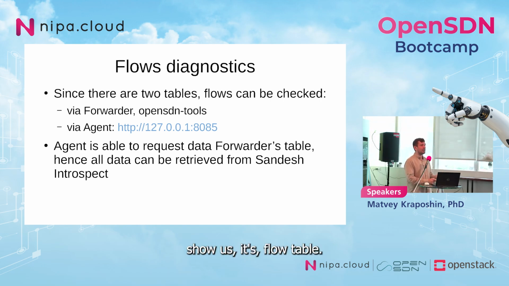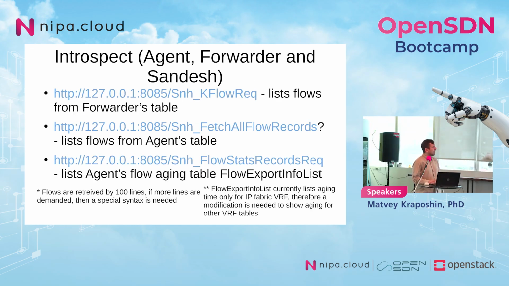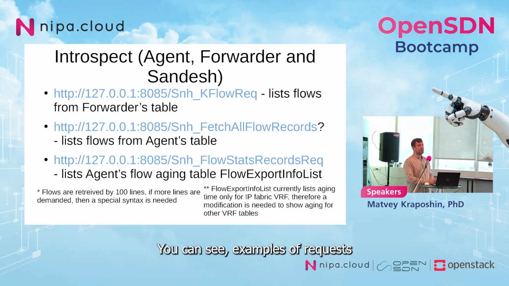show us its flow table, the flow agent flow table. Let's call it in this way. So the flow table in vRouter forwarder is created from the flow agent flow table. So vRouter agent provides us access to both of these tables. You can see examples of requests, how to see these tables, and you can enter these requests in your laboratory.